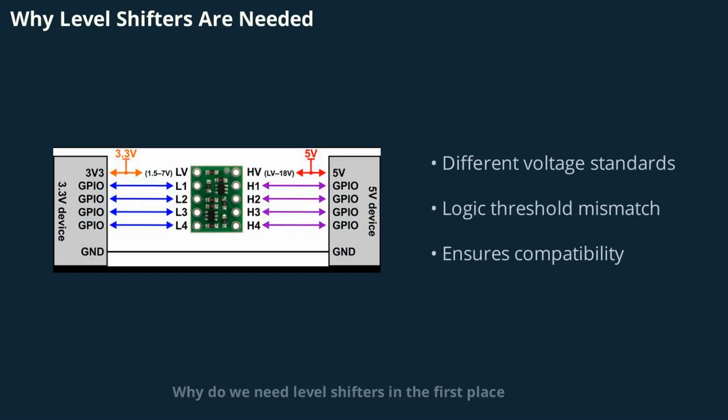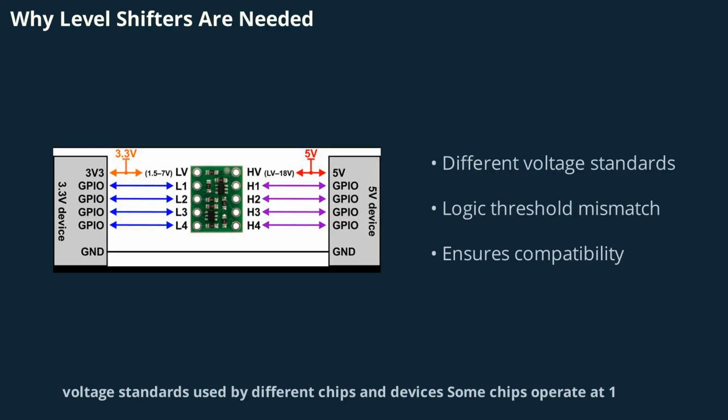Why do we need level shifters in the first place? The answer lies in the diversity of voltage standards used by different chips and devices. Some chips operate at 1.8V, others at 3.3V or 5V. Their logic thresholds, the voltage levels they recognize as high or low, can vary significantly. For example, a 5V chip might require at least 3.5V to register a high signal, but a 3.3V output can only provide 3.3V without a level shifter. The signal might not be recognized, leading to unreliable communication.